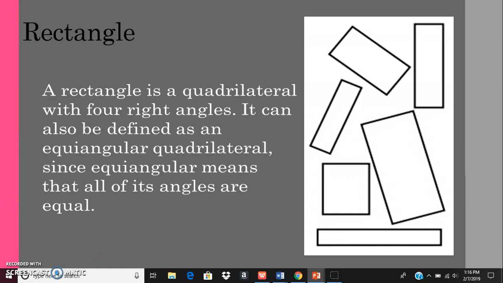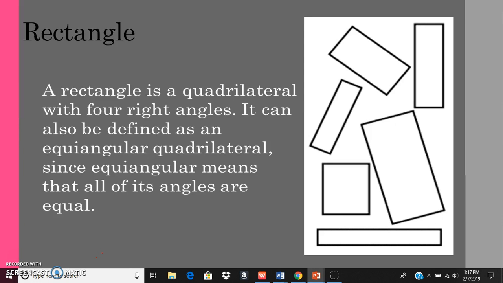Okay, so our first shape that we're going to be learning how to do the area for is a rectangle. So the first thing that we're going to do is talk about what a rectangle is. A rectangle is a quadrilateral with four right angles. It can also be defined as an equiangular quadrilateral, since equiangular means that all of its angles are equal.